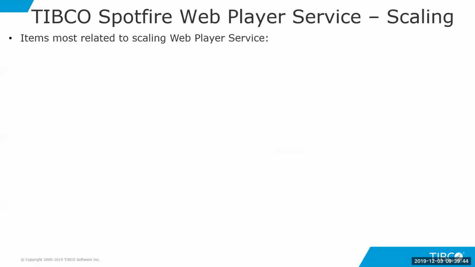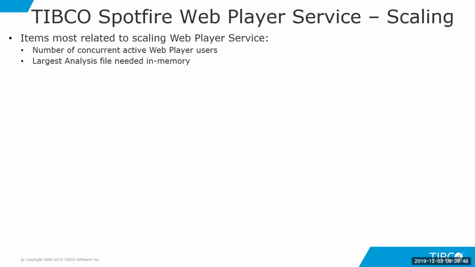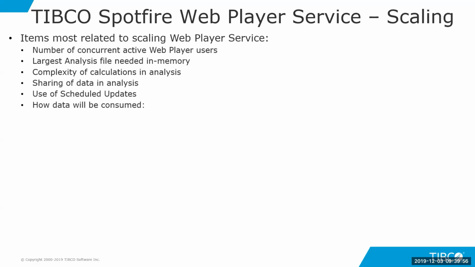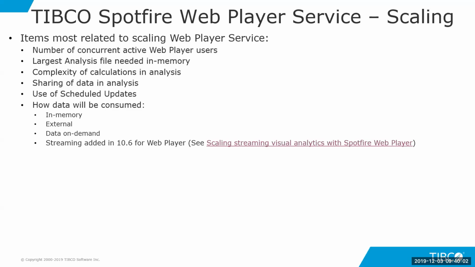And the last, the web player. So, scaling of the web player: number of concurrent active web player users, again the largest analysis file needed to be in memory, the complexity of the calculations, whether data can be shared or not, use of scheduled updates, and how the data will be consumed. We went through that, whether in memory, external data on demand, or streaming. And again, here's the link to a useful article about scaling with streaming data.